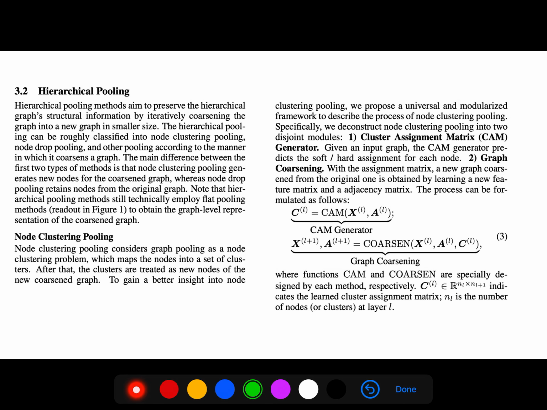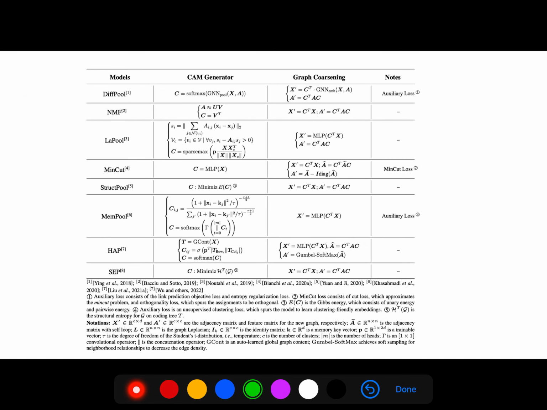And so node clustering considers graph pooling as a node clustering problem. So we propose a universal and modularized framework to describe the process of node clustering pooling. We deconstruct node clustering into two disjoint modules: cluster assignment matrix and graph coarsening. For example, I've explained DiffPool, MinCutPool, and also SEP. I've described them in different videos.